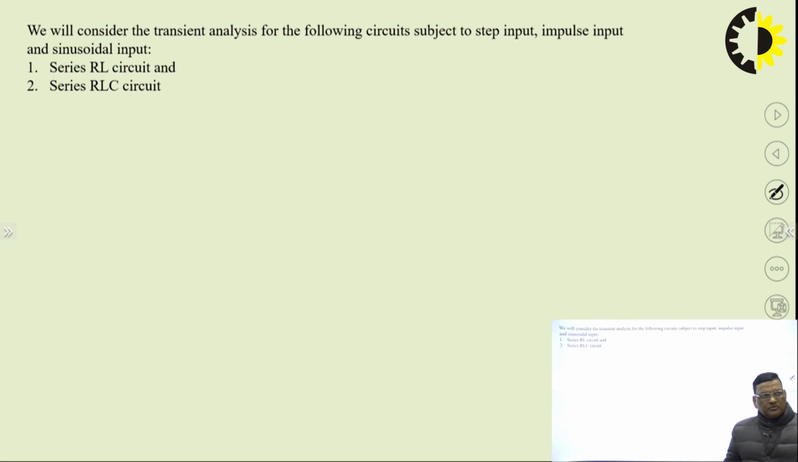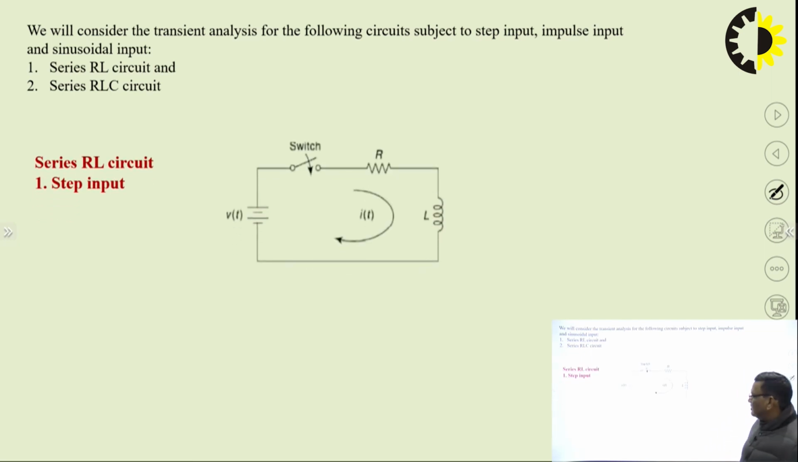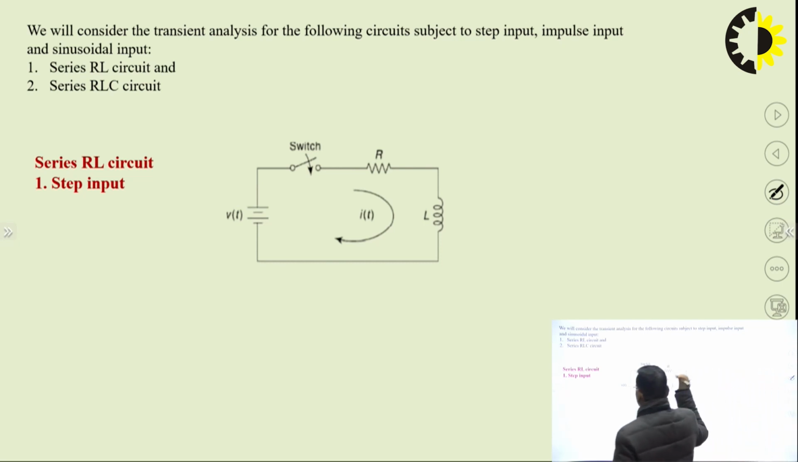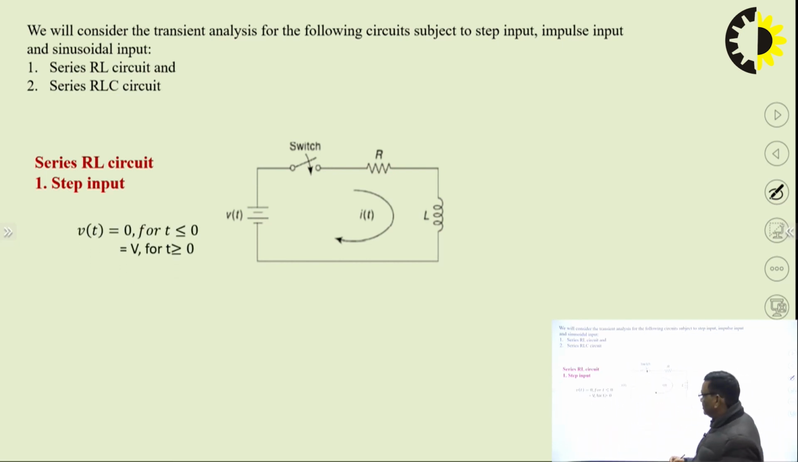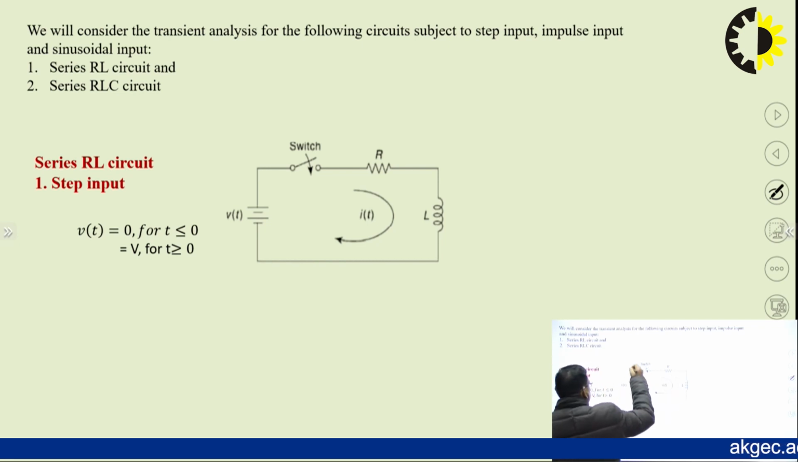So, I am going to discuss the transient analysis for a series RL circuit and a series RLC circuit. First I will take the RL circuit, and the input is the step input. This is the basic circuit diagram of a series RL circuit. Here the step input is v(t), which is 0 for t less than or equal to 0.